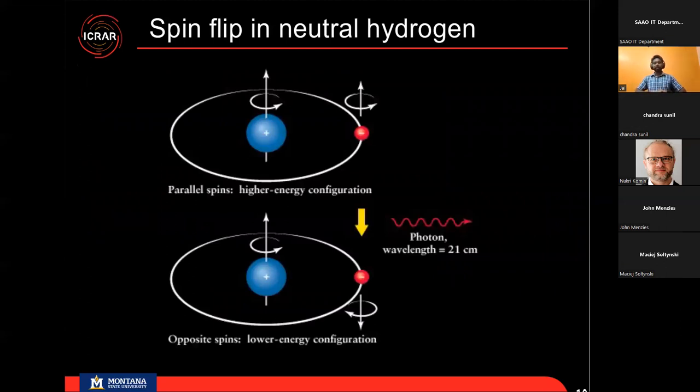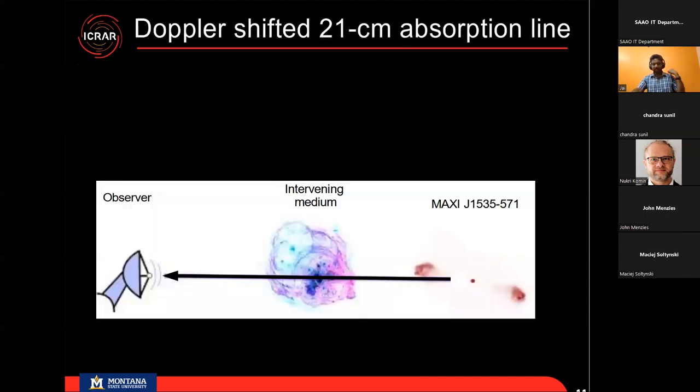When we talk about neutral hydrogen, in normal conditions the neutral hydrogen has an arrangement in which the spin of the nucleus and the electron are antiparallel. But whenever there is any excitation, it becomes parallel, and that excitation level is quantized. The photon corresponding to that particular excitation has a wavelength of about 21 centimeters. Can you please go to the next slide?